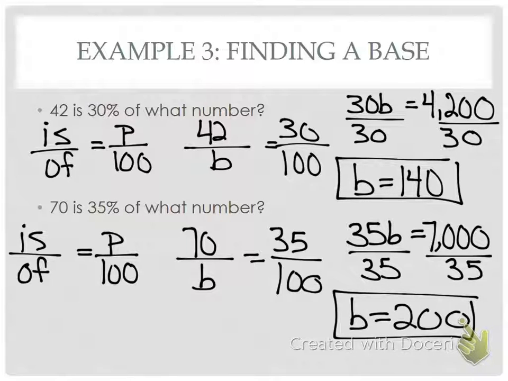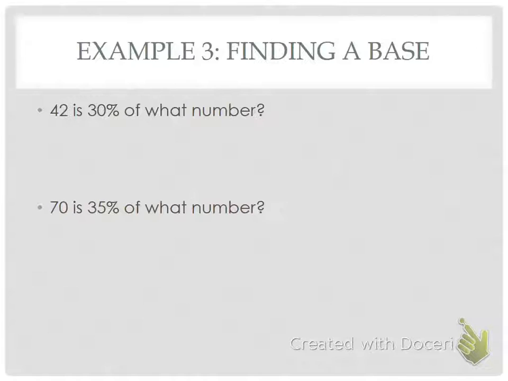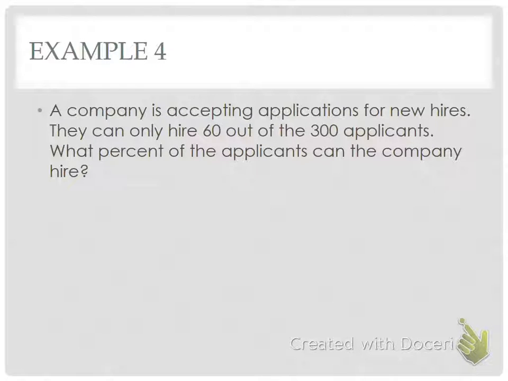Now in example 4, I'm looking at a word problem. I've got to figure out, it's the same formula: is over of equals P over 100. I have to figure out now what values go in for which variable. It's not going to be as obvious as my statements. It says the company is accepting applications for new hires. They can only hire 60 out of the 300 applicants. What percent of the applicants can the company hire?